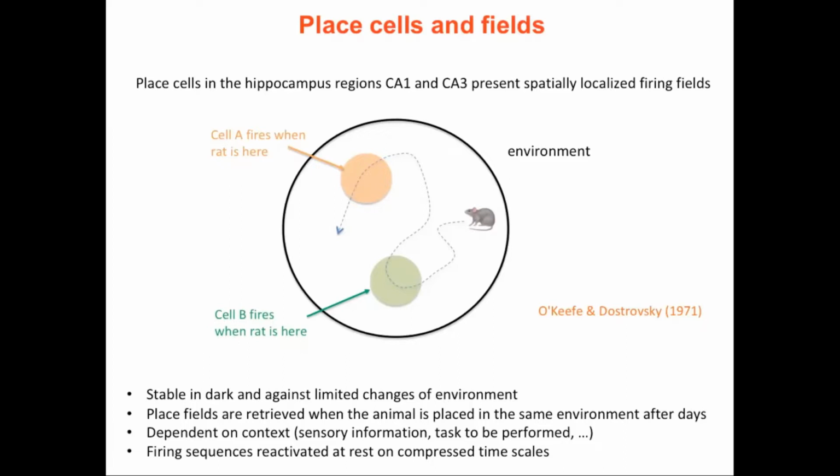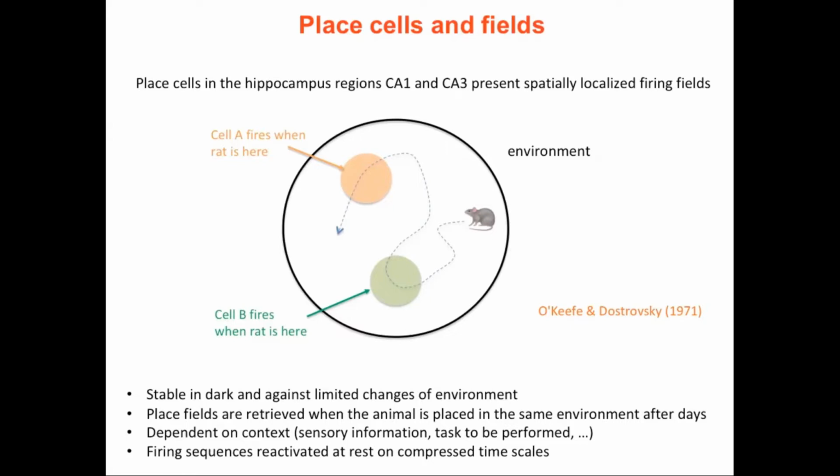They are retrieved when the animal is placed in the same environment after days. So if you train an animal in a new environment, then after some minutes, the place field will form. And if you remove the animal from the environment, put it back some days later, then the place field will be retrieved with a good accuracy. They depend on context, so that they don't code only for space, position in a two-dimensional space for the rodent, but they depend also on other sensory information like olfactory information, and also on the emotional state of the task to be performed by the animal.